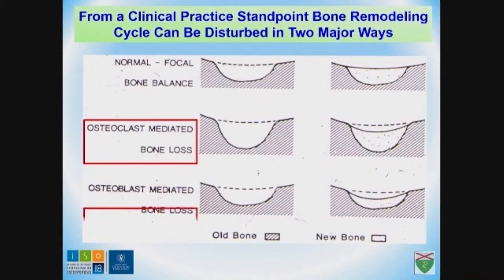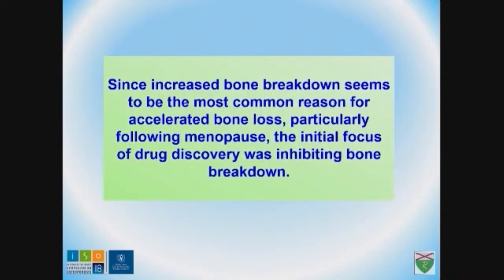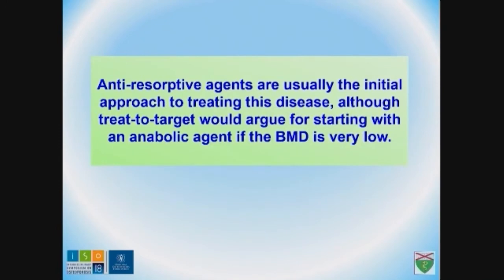In later adult life, your osteoblasts get tired. The resorption pit is not that deep, but you just can't fill it in with new osteoblasts, and you lose bone. Since the initial focus in treating osteoporosis was postmenopausal osteoporosis, in postmenopausal women, it's osteoclast-mediated bone loss that seems to be the principal mechanism. So increased bone breakdown seems to be the most common reason for accelerated bone loss, particularly following menopause. And the initial focus of drug discovery was therefore on inhibiting bone breakdown.